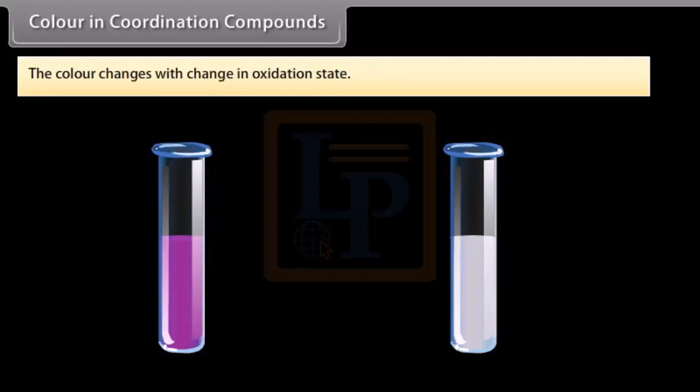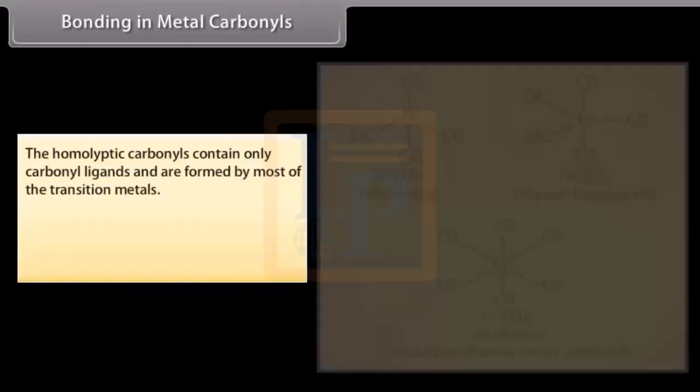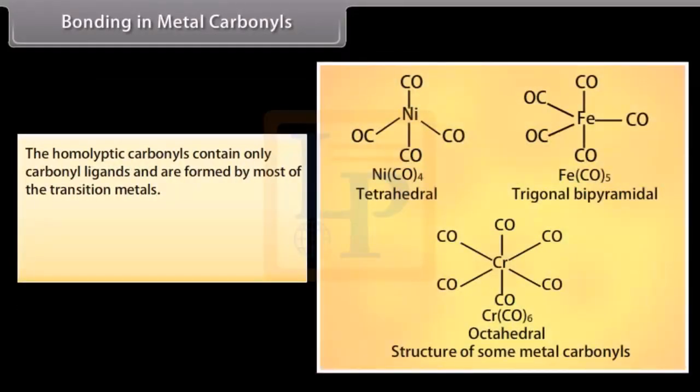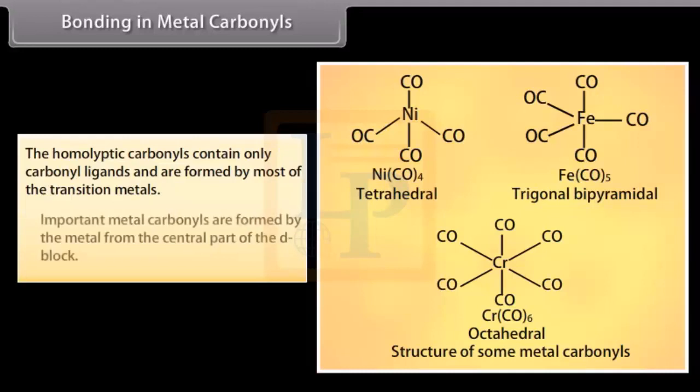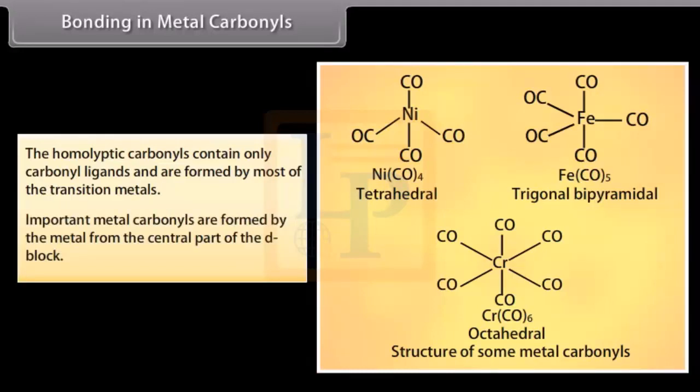Bonding in metal carbonyls. The homoleptic carbonyls contain only carbonyl ligands and are formed by most of the transition metals. Important metal carbonyls are formed by the metals from the central part of the d block.